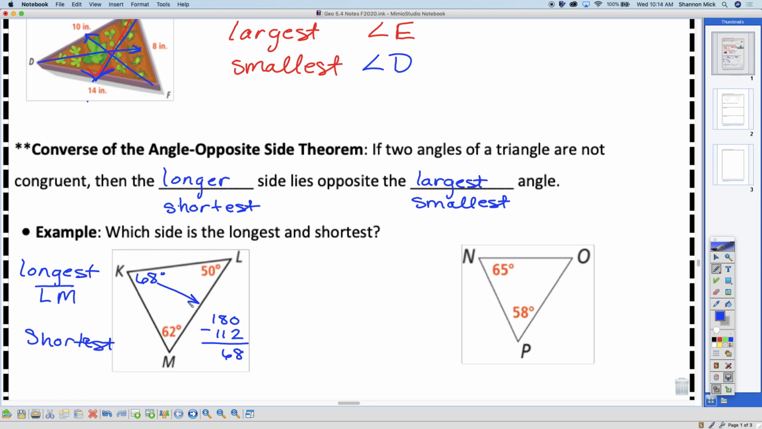Okay, I want the shortest side, so that means I want the smallest angle. Which one is the smallest angle? 50. So across from 50 is what side? KM. Does it matter what order it goes? Alphabetical. Tyson, did you have a question or did you want to answer it? What if I don't know my alphabet? Figure it out.